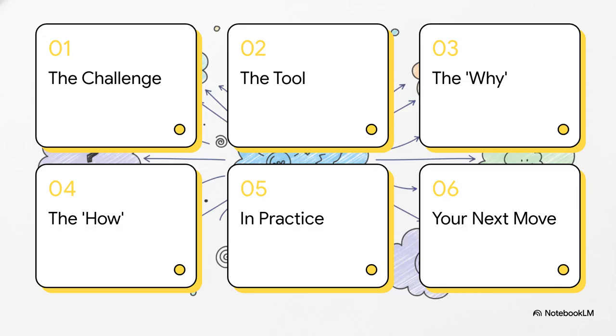So here's how we're going to break it down. First, we'll talk about the challenge itself, that feeling of being overwhelmed. Then we'll introduce the tool, the affinity diagram, and get into the why, the real strategic benefits. After that, it's all about the how, with a simple 4-step guide. We'll even look at a real-world case study to see it in action, and then we'll wrap up with how you can put this to work for you.